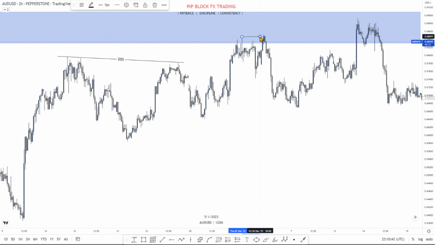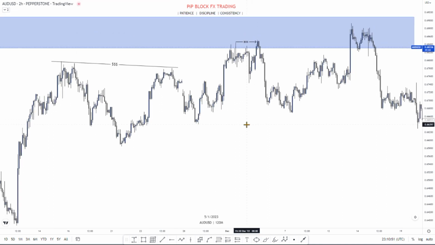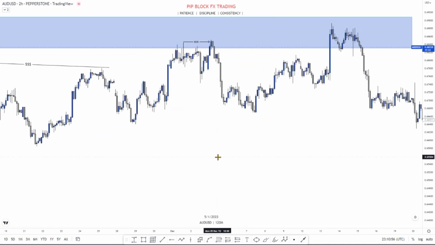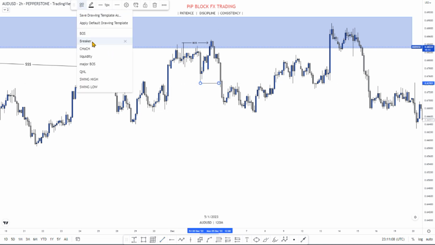probably thinking that price just took this one out, giving you some break of structure to the upside, depending on how you take your break of structure. Some also consider this a break of structure. Anyway you take it, you have a break of structure to the upside, and then you have a change of character right here.